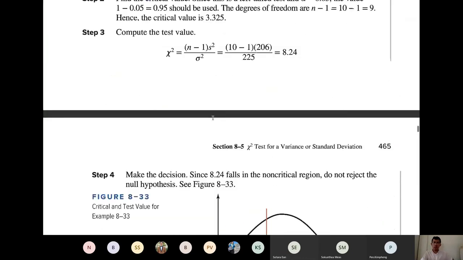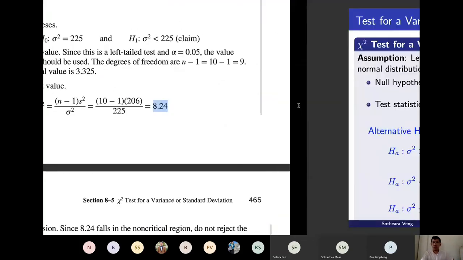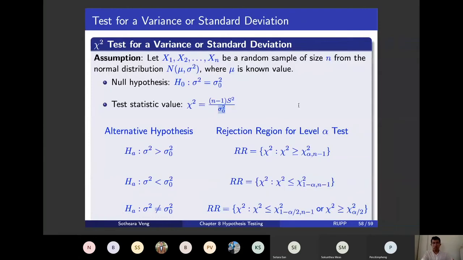And then you have to compute the test value. In this case it is 8.24. And how do you decide? For the left tail test, because our problem is a left tail test.